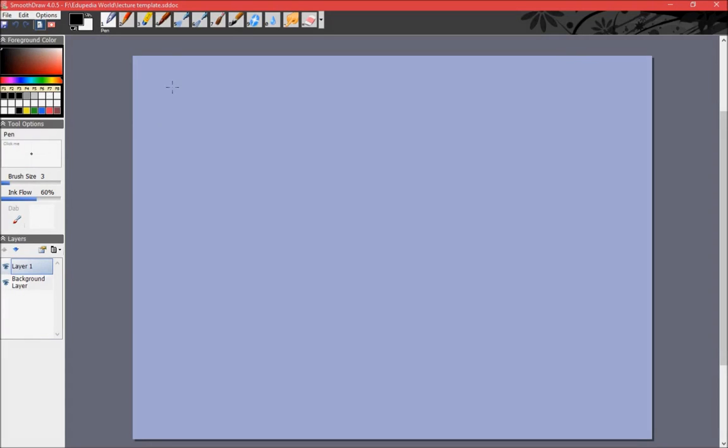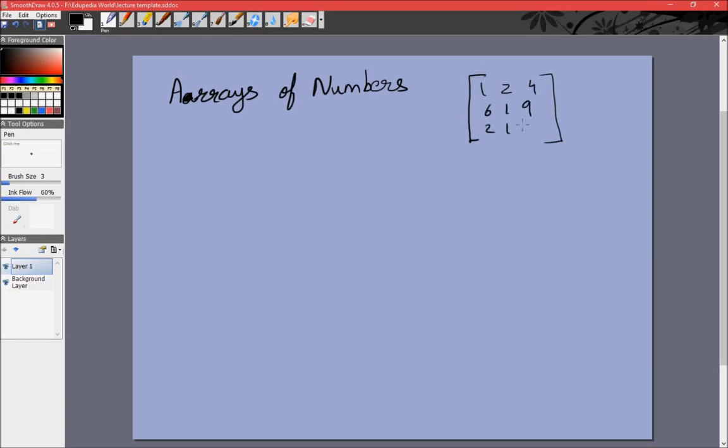Matrices are basically arrays of numbers. It's actually more general than that. They can be arrays of variables or even arrays of functions or complex numbers. But for our course, they are just arrays of real numbers or variables representing real numbers. Right. And so they'll be represented with square brackets. You'll have some term like 1, 2, 4, 6, 1, 9, 2, 1, 6, 4, 6, 7.